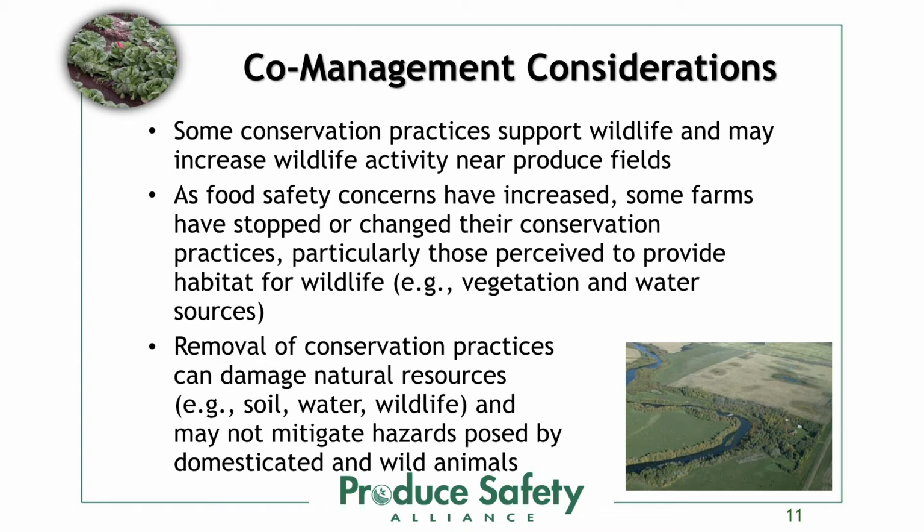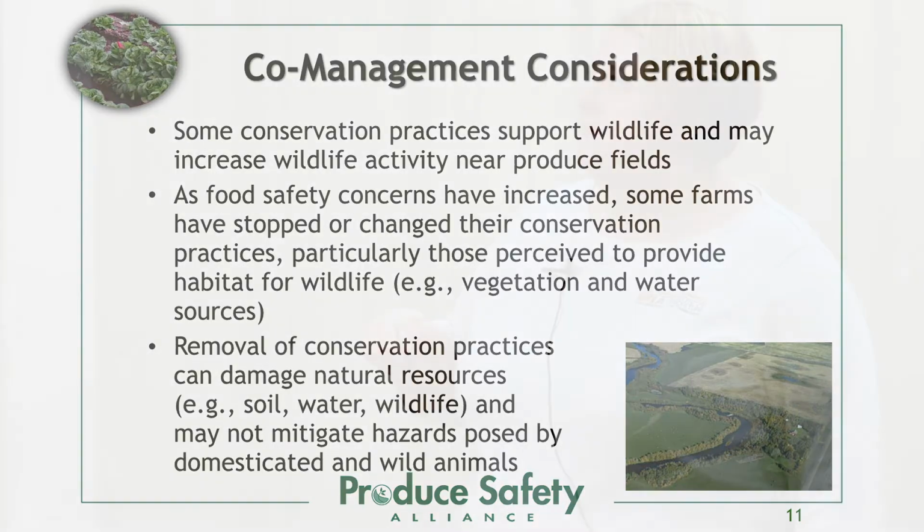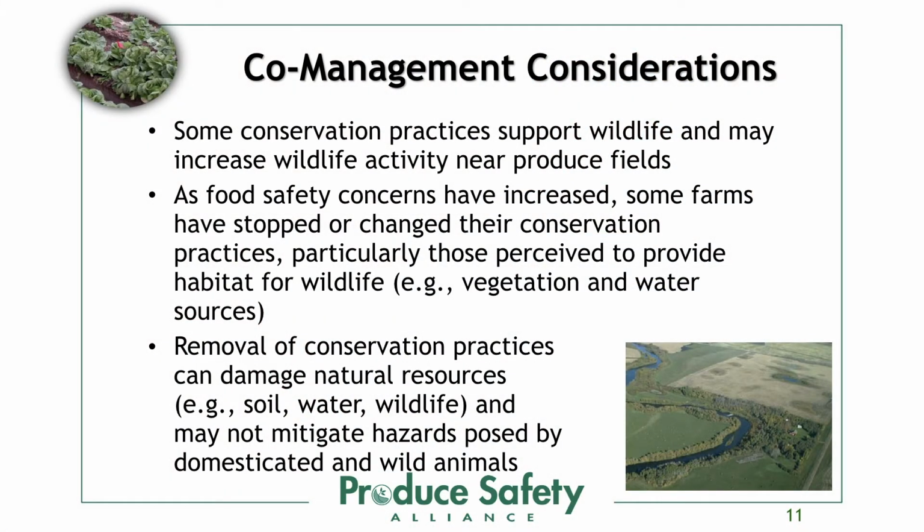Yep. So again, there have been a lot of practices that have changed without a lot of thought as far as co-management goes. Some farms have stopped or changed their conservation practices, primarily around those practices which were perceived to provide a habitat for wildlife. So vegetation, especially vegetation very close to your plots, and what water sources you're pulling from. If you were pulling from a surface water source previously, where you can't control what your neighbor upstream is doing, maybe you were able to go to a well or something along those lines.